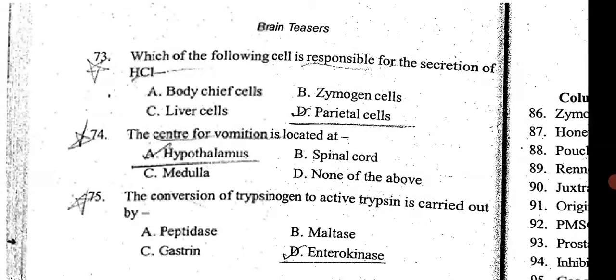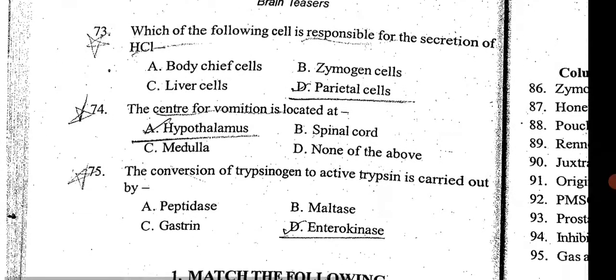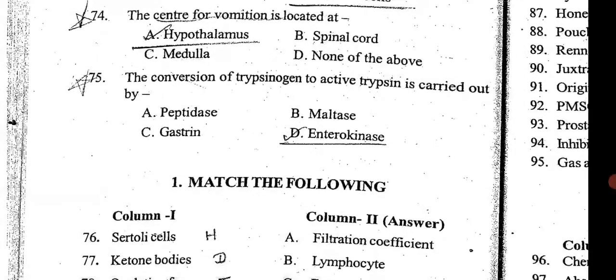The center of vomition is located in the hypothalamus. Vomition means vomit. The activation of vomition to initiation of vomit is by the hypothalamus. Its center is in the hypothalamus. Parietal cells secrete HCl. The conversion of trypsinogen to active trypsin is carried out by enterokinase. Enterokinase is responsible to convert trypsinogen to trypsin.